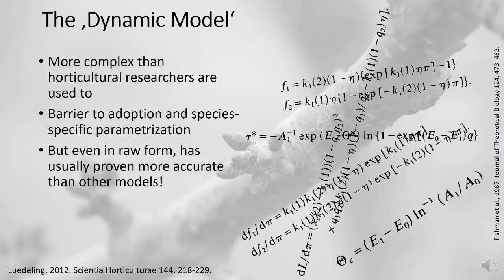But even in the raw form, even in the form that has been published, there's an Excel spreadsheet that's been circulating in the horticulture and the dormancy modeling sphere. Even in that form, without adapting any of the parameters of the model, this has already proven more accurate than the other models. So let's see what the dynamic model predicts for our planet.